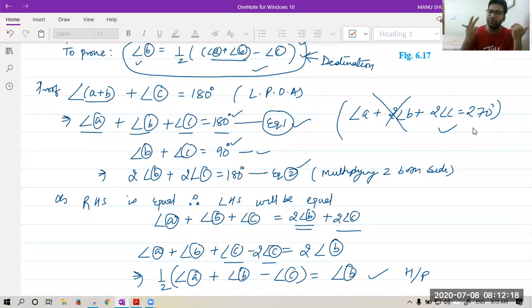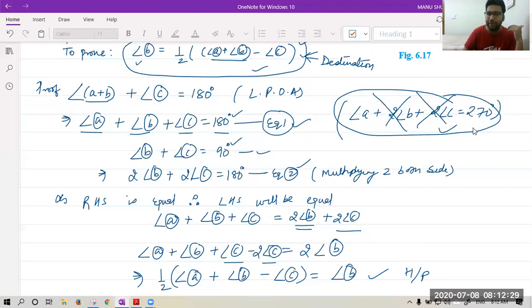Now what to do? We have two equations. Jasnoor said, sir, we should add them. But if we add them, we will get nothing. We will get this thing, and this thing will not solve our purpose. So I thought maybe if I make them equal, I would be able to eliminate this angle which is required in the to-prove part. So what I did is I multiplied this equation by 2, both the sides. So it became twice angle B plus twice angle C is equal to 180 degrees.